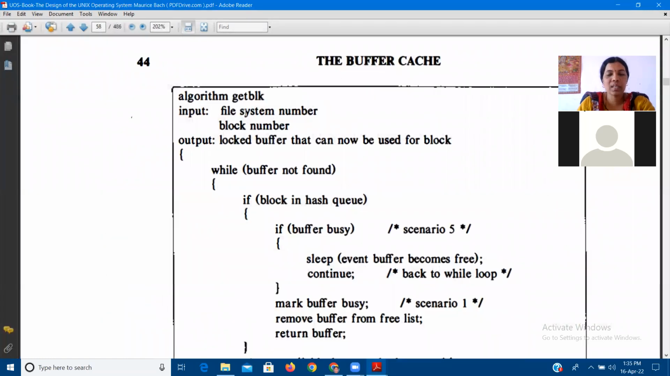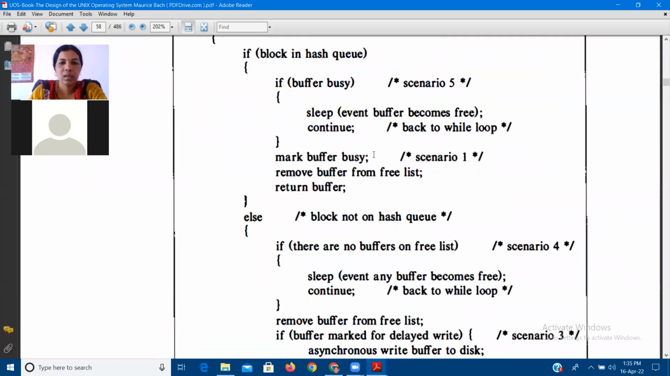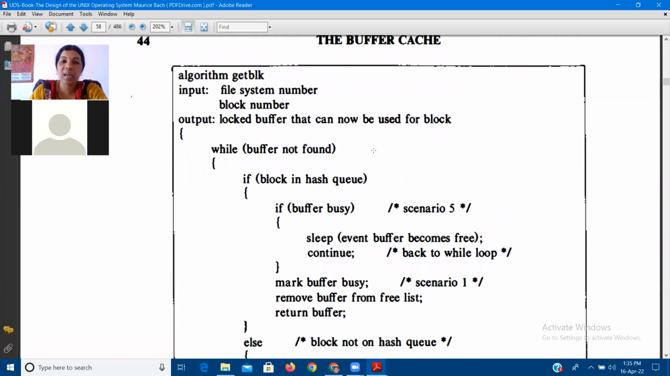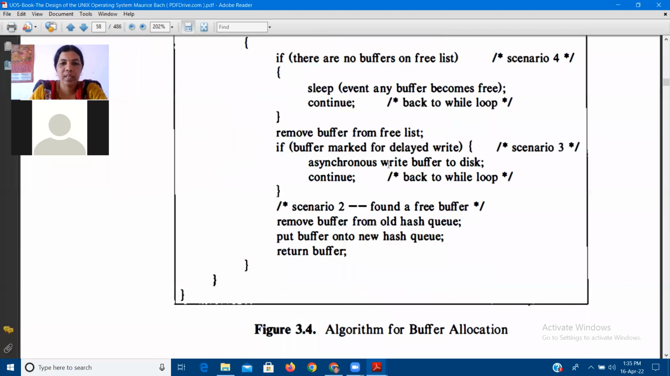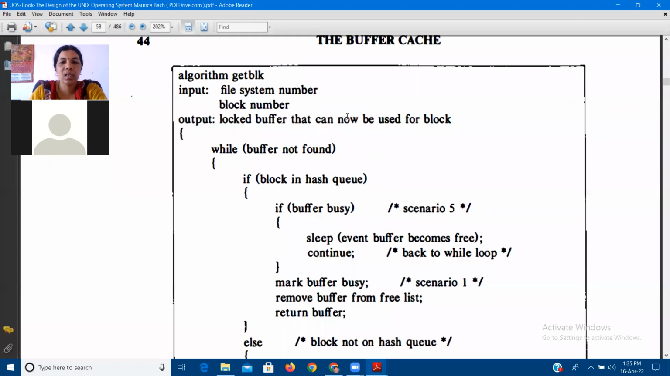The name of the algorithm is the getblk algorithm. You have to write the algorithm. So all of you write down the algorithm. This point is under scenarios for retrieval of a buffer. Under that, the algorithm we are discussing is the algorithm for buffer allocation. So this is the algorithm. Note it down. Write down the algorithm. I hope my screen is visible to you. Is it right?